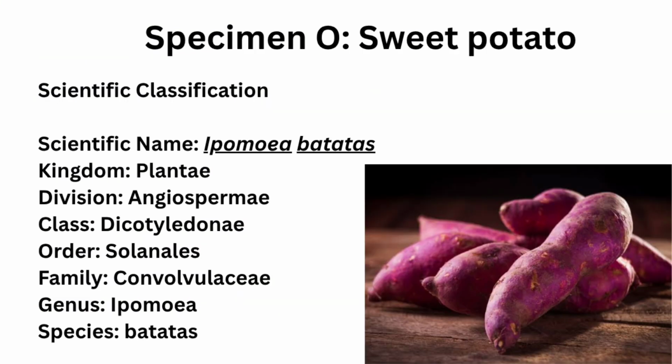And finally, specimen O, which is sweet potato. The scientific name is Ipomoea batatas. So the classification is kingdom Plantae, division Angiospermae, class Dicotyledonae, and so on. So it is also a tuber. Vegetative structure is tuber. It possesses adventitious roots, and so on. So this is the conclusion on the specimens for NECO 2025.